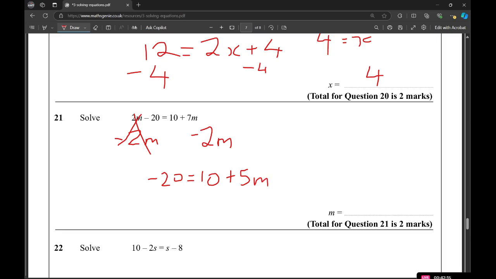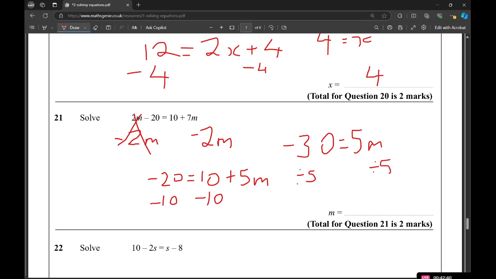Now, what's the opposite of adding 10? I'm going to subtract 10 on both sides. So be careful here with my negatives. Minus 20 minus 10 is minus 30, not 30, not minus 10. So minus 30 is going to be equal to 5m. Divide by 5 on both sides.